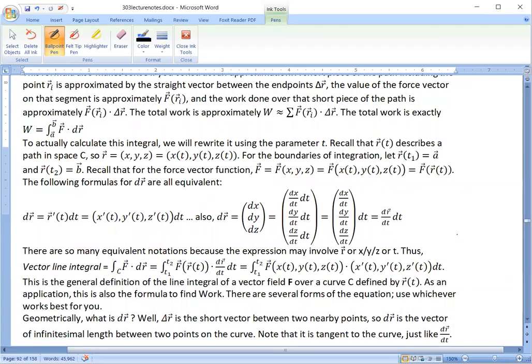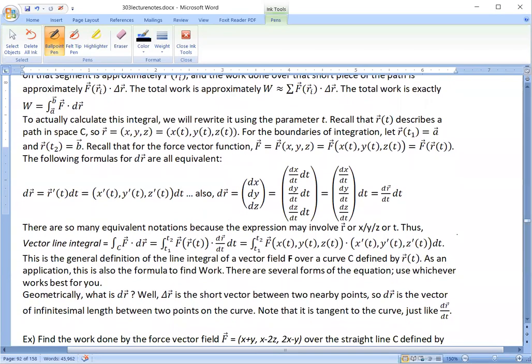Okay. So just one little comment. Remember, where does dr come from? dr came from delta r. Delta r was a short vector between two nearby points. So it's sort of an approximation of a tangent vector. So dr, when we make it infinitesimal, is again going to be a tangent vector. It's in the same direction as dr/dt, which we already know is a tangent vector. So those are some comments.